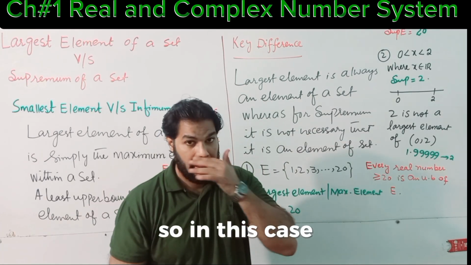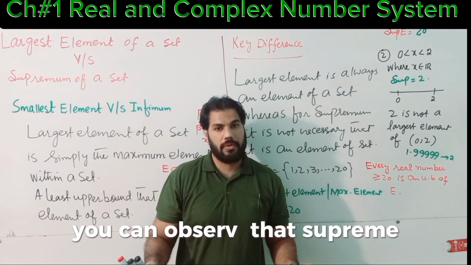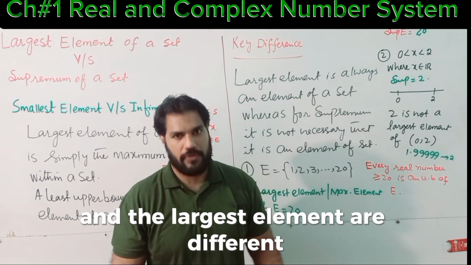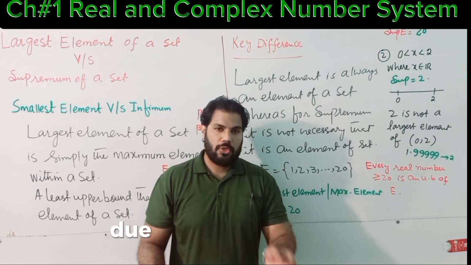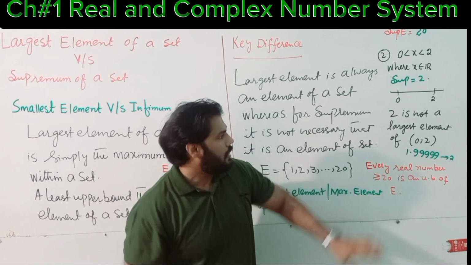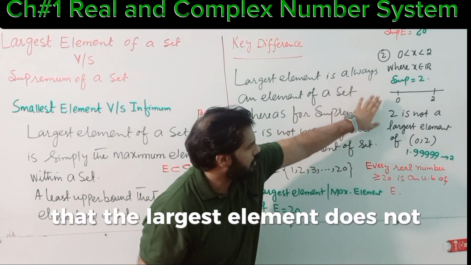Now you can see that the supremum of the interval exists, but the largest element does not exist. So in this case, you can observe that the supremum and the largest element are different due to only one reason, that the largest element does not belong to this set.